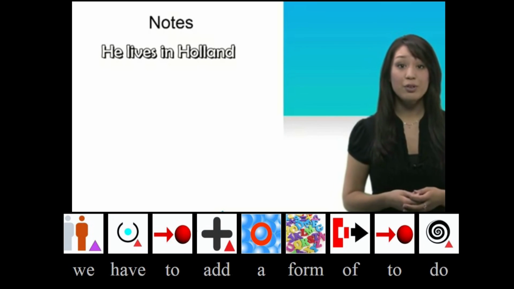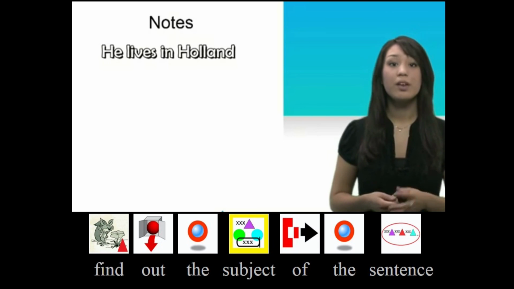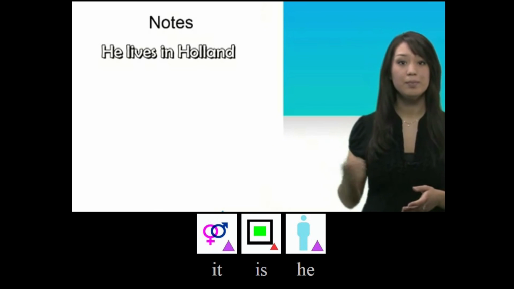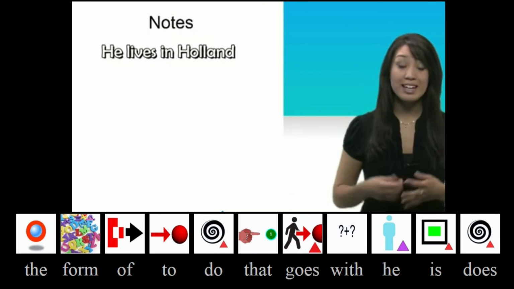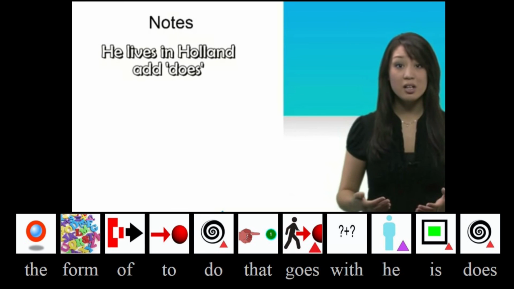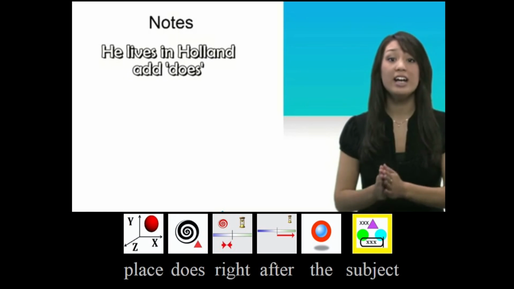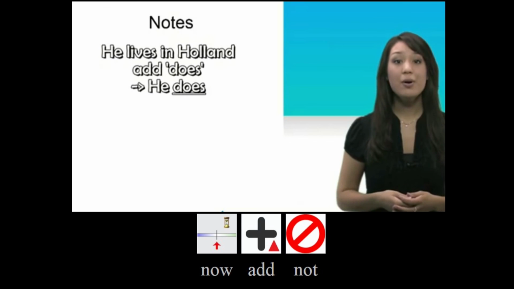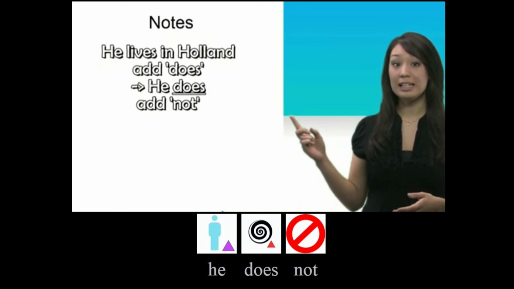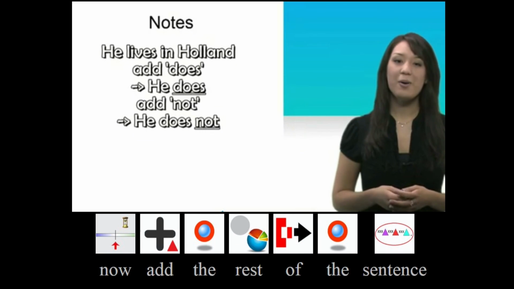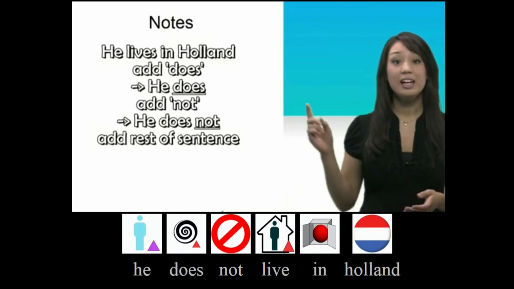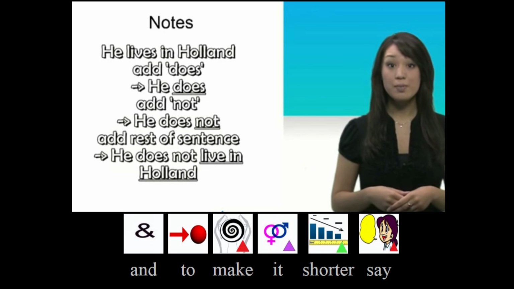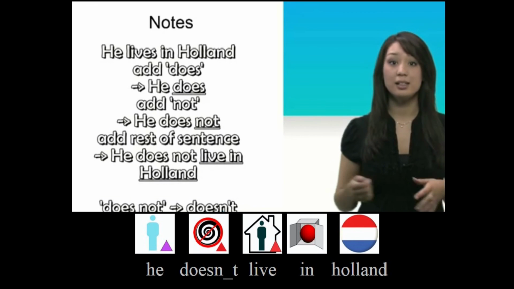We have to add a form of to do. Find the subject of the sentence. It is he. The form of to do that goes with he is does. Place does right after the subject. He does. Now add not. He does not. Now add the rest of the sentence. He does not live in Holland. And to make it shorter, say, he doesn't live in Holland.